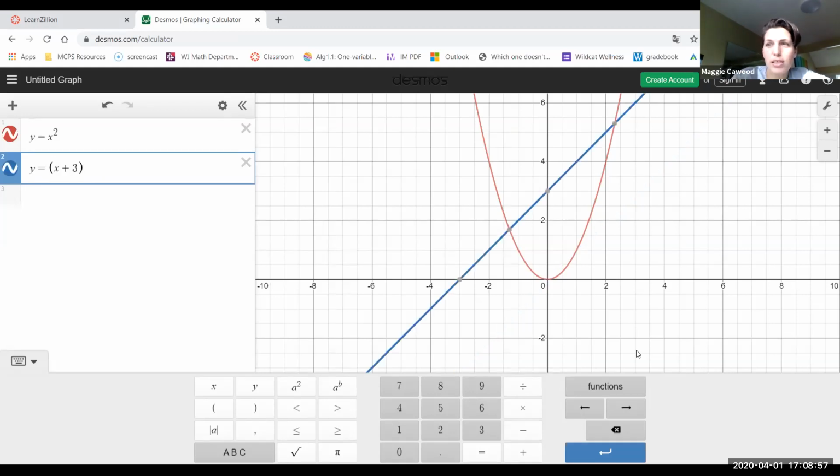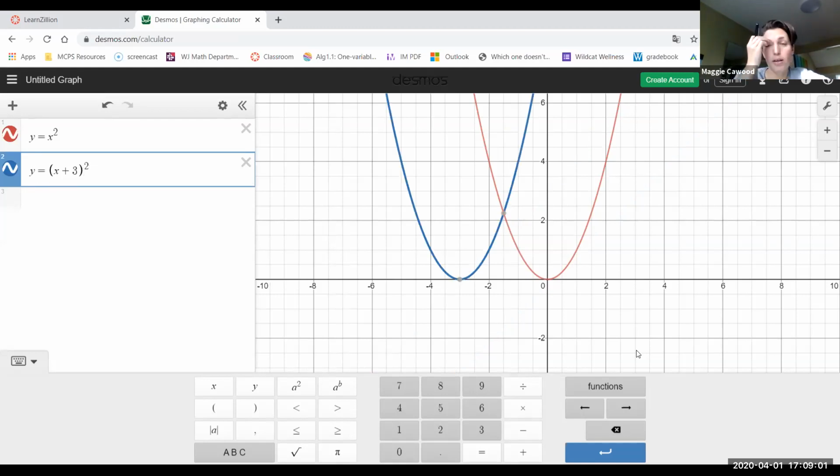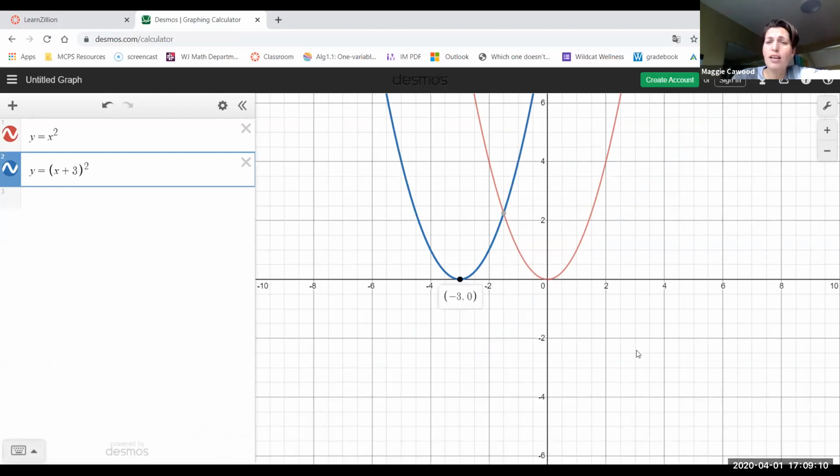All right, why isn't it a parabola? What did I forget? Oh, my x squared. Okay, so I have to hit that squared button. This is so weird. Do you agree this is a little weird? It says x plus 3, but look where our vertex is. It's at -3, 0.